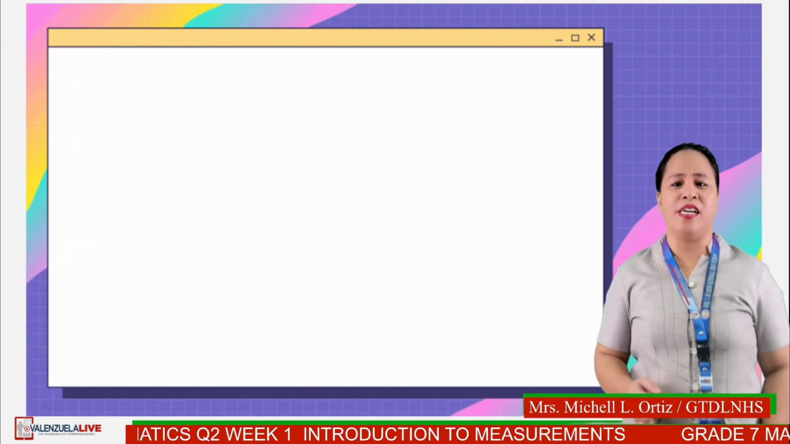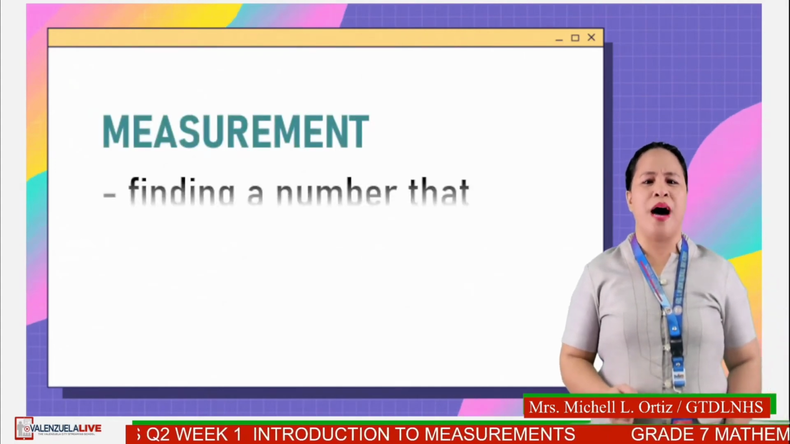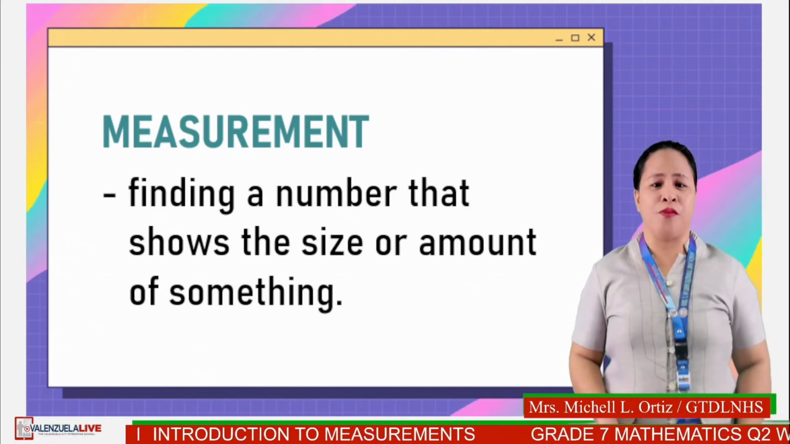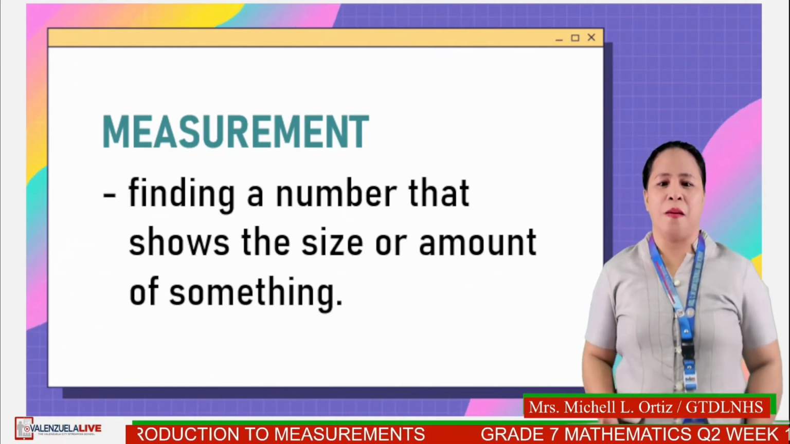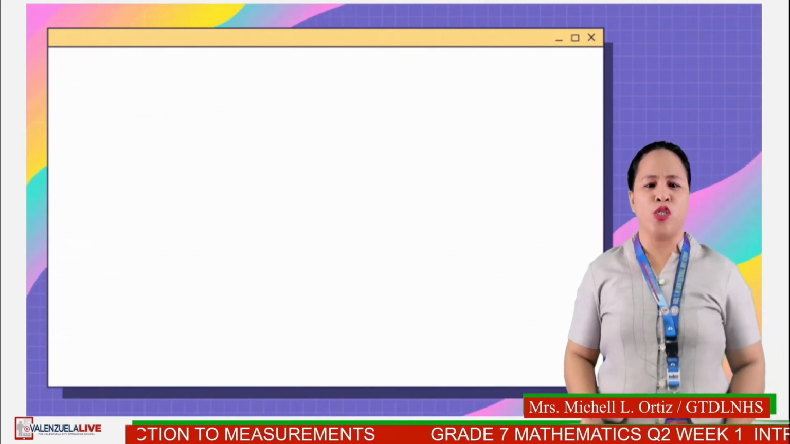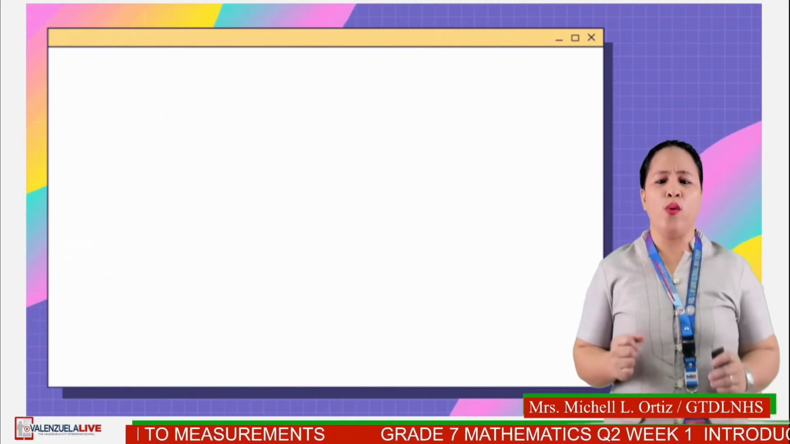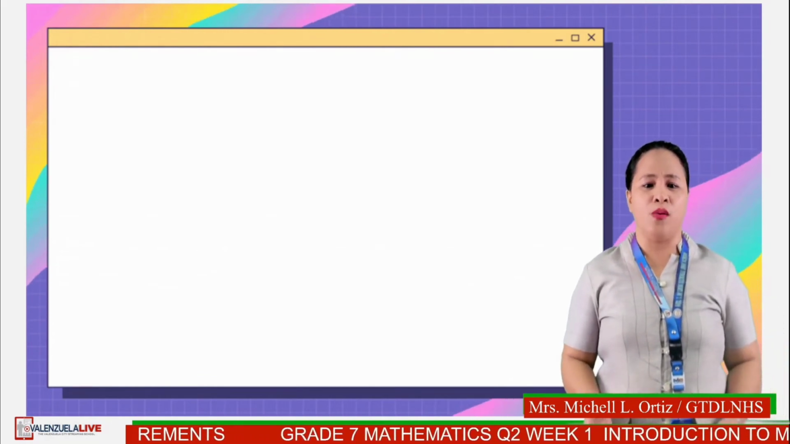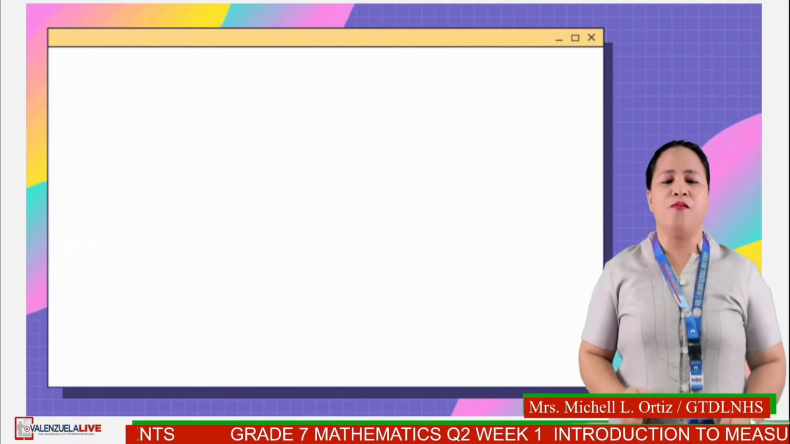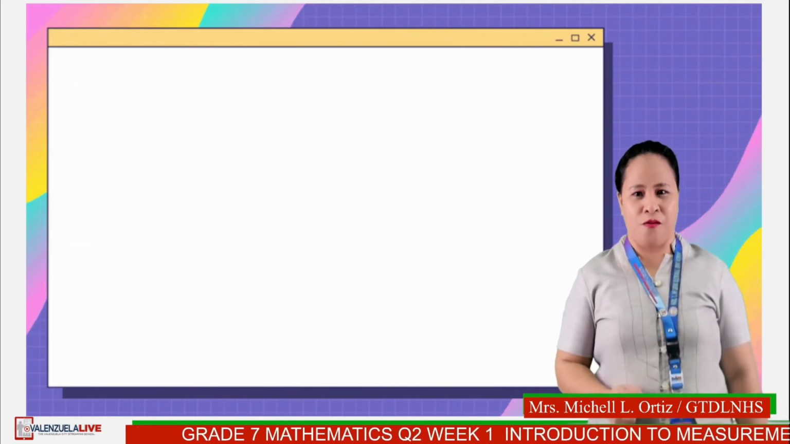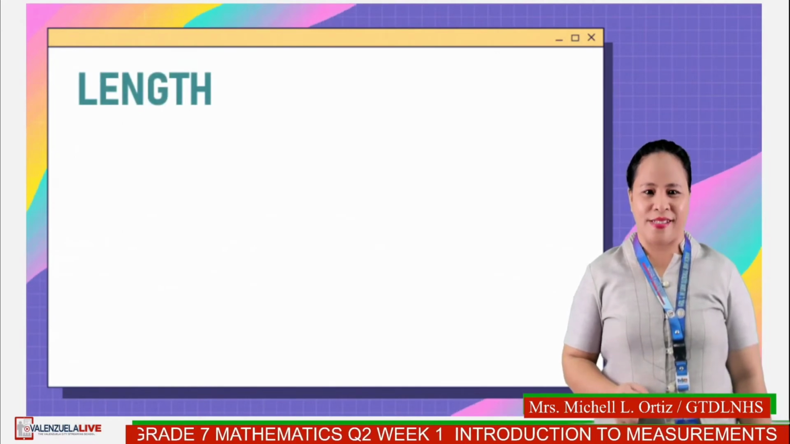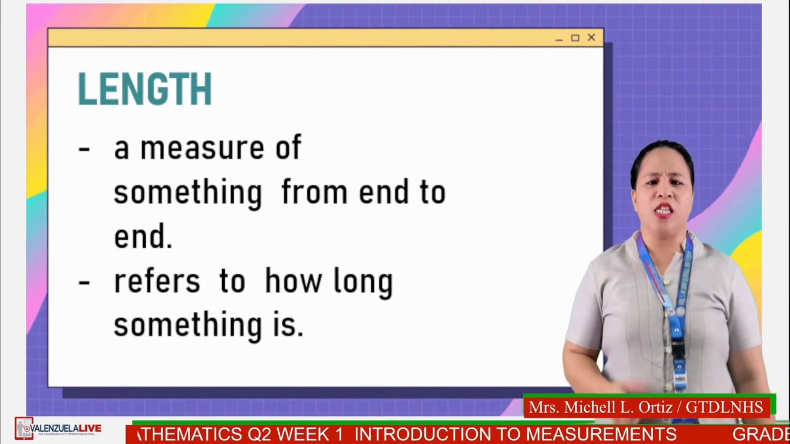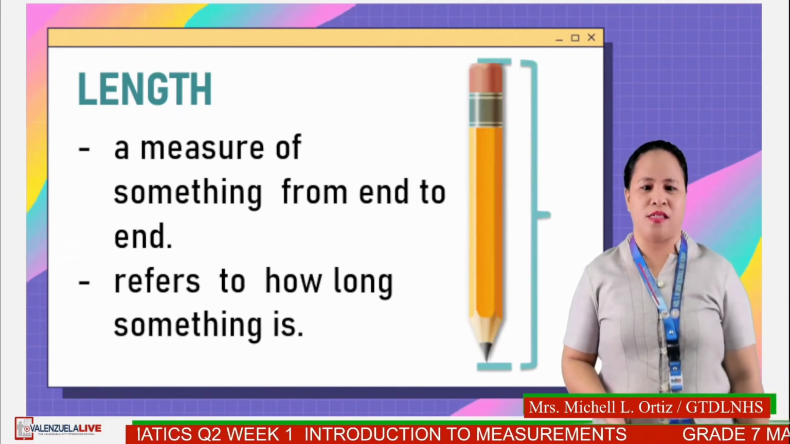Measurement is finding a number that shows the amount of something. In science, matter has different properties like length, mass, volume, temperature, and many others. When we measure, we actually quantify this property. And along with these numerical values are the different units of measure for a specific property. Length, a measure of something from end to end. It refers to how long something is.